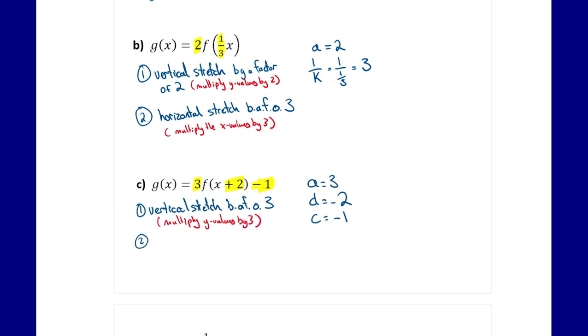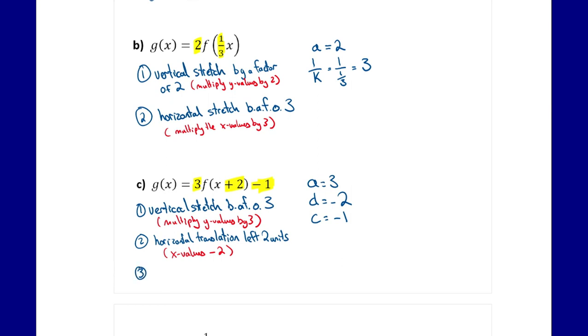The second transformation is our d value. This is what we call a horizontal translation. Because it is a negative, that means it's left, 2 units. Essentially what we're doing to each x value is x minus 2. Whatever the x values are, we subtract 2 from each one.